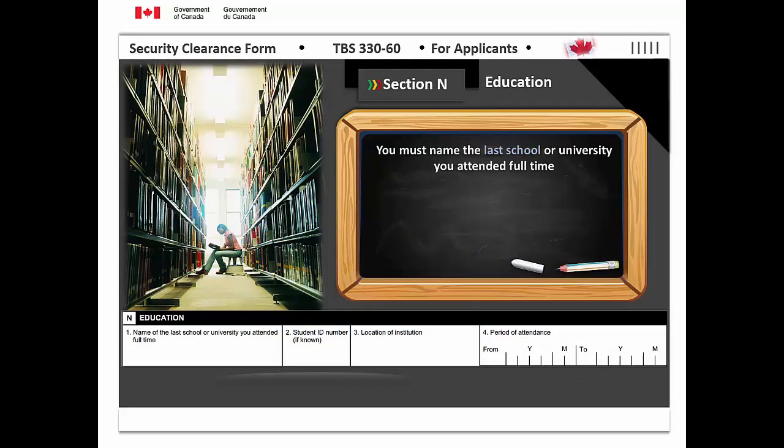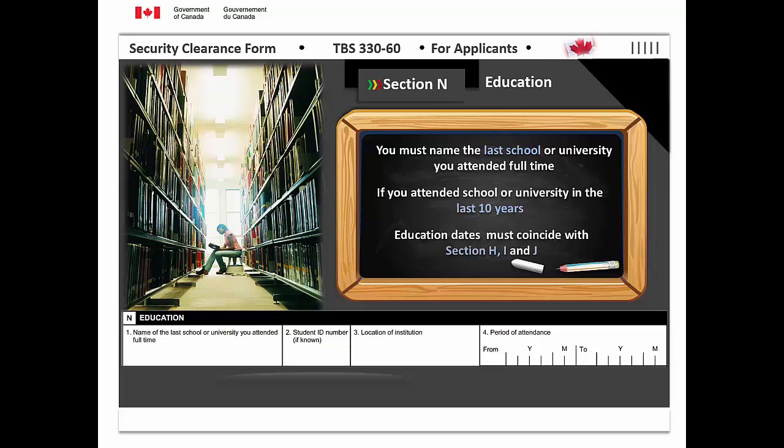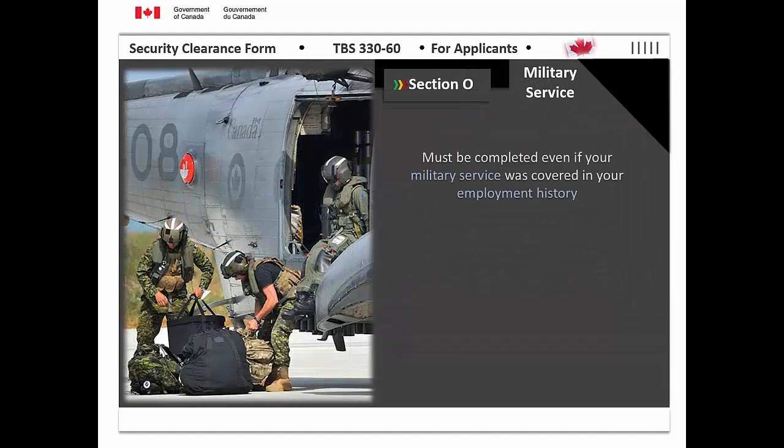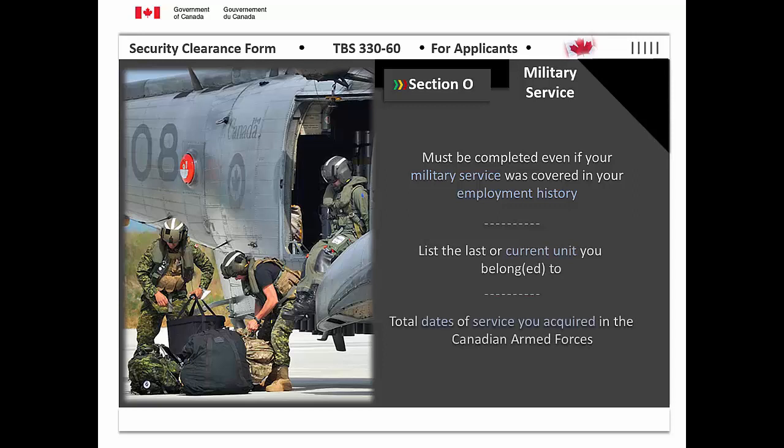In Section N, Education, you must name the last school or university you attended full-time. If you attended school or university in the last 10 years, be sure that your education dates coincide with other dates you provided in the application, such as those in Sections H, I, and J. Section O, Military service, must be completed, even if your military service was covered in your employment history. You must list the last or current unit you belong to, and the total dates of service you acquired while in the Canadian Armed Forces.